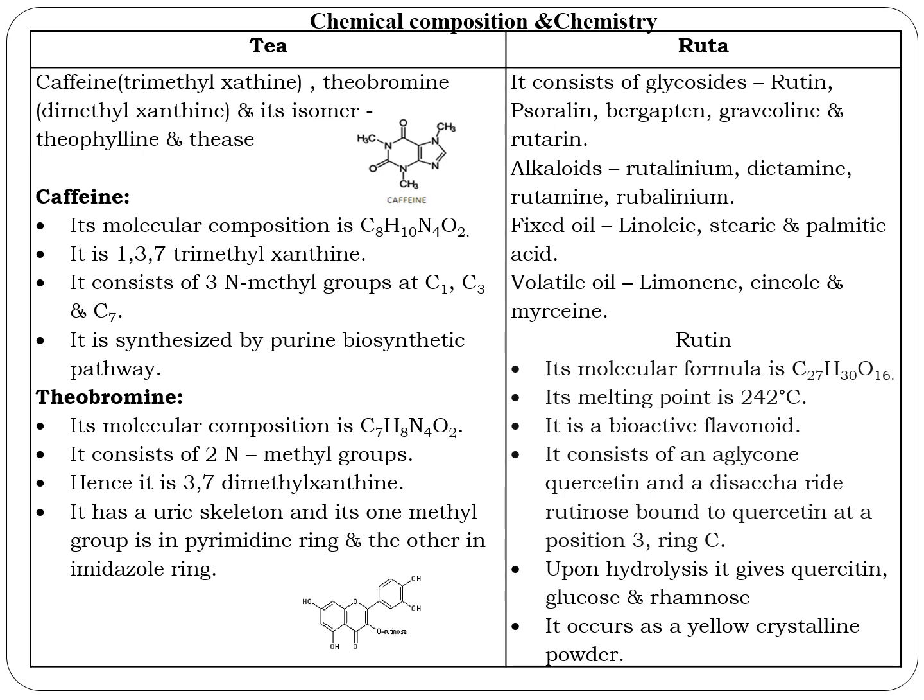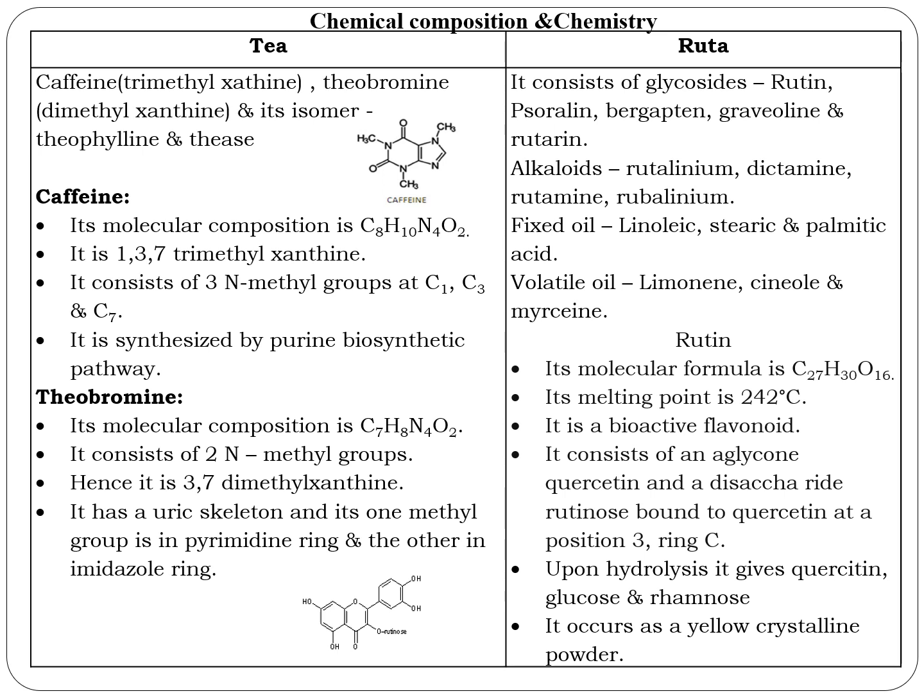The caffeine molecular composition is C8H10N4O2. It is 1,3,7-trimethylxanthine. It consists of three N-methyl groups at C1, C3 and C7. It is synthesized by the purine biosynthetic pathway.